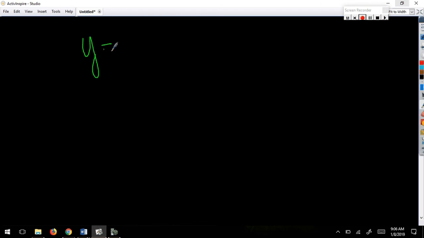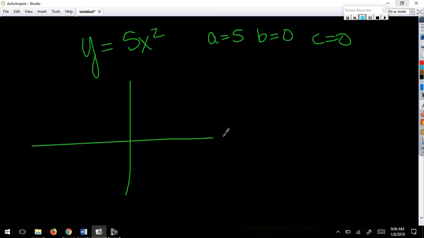If you have something like this that you're asked to graph, what is A here? 5. What's B? 0. And what is C? 0. So what's your axis of symmetry? 0. So the y-axis is actually your axis of symmetry. If you have x equals opposite b over 2a, it doesn't matter what's down here because it's 0, right? So when you do your easy point, you're still going to plug in, but you're going to have to use 1, because the y-intercept and the vertex are going to be the same in problems like this. Does that make sense?